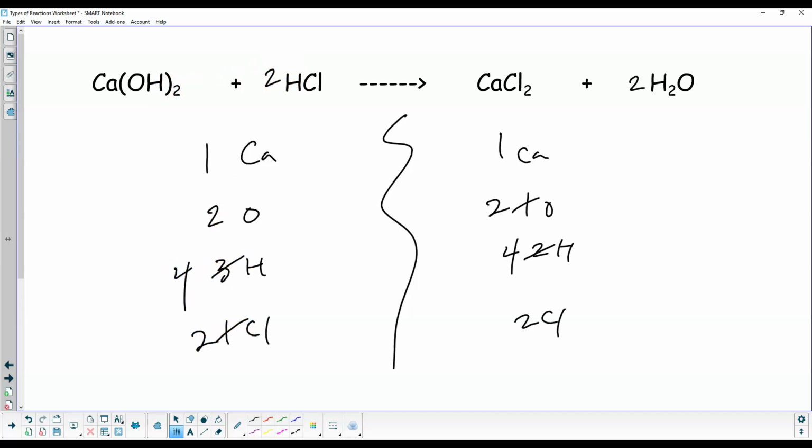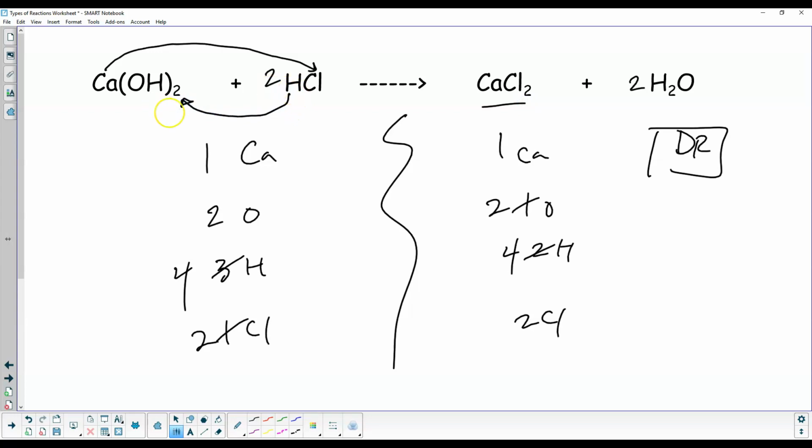Okay? So, what this is, believe it or not, this is a double replacement. You have two compounds turning into two new compounds. And check this out. Calcium, the cation of the first goes to the anion of the second. There's your calcium chloride. The cation of the second goes to the anion of the first. Hydrogen goes with the hydroxide, or HOH, or H2O. Double replacement.